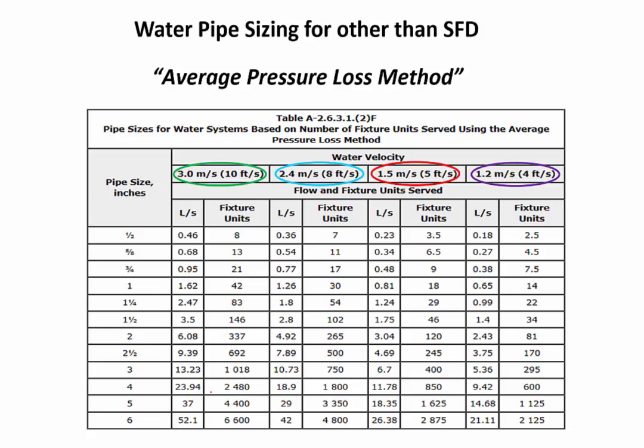So here is that table A26312F in the appendix. It has 4 velocity columns available. The 3 meter per second column on the left, for example, might be used for some plastic products like polypropylene, CPVC, etc. The 2.4 meter per second column here, of course, is used for cold water and copper systems. 1.5 meters per second is used for hot water and copper systems, up to 60 degrees Celsius or 140 Fahrenheit. And for copper systems that have water that may exceed 60 Celsius or 140 Fahrenheit, typically 1.2 meters per second is utilized. So again, based on manufacturer's literature, we would select the velocity that would be appropriate.